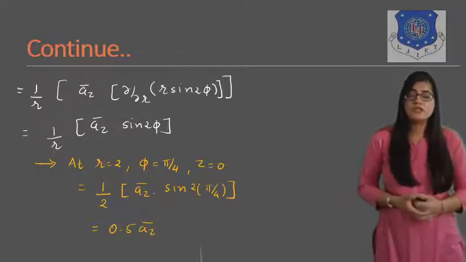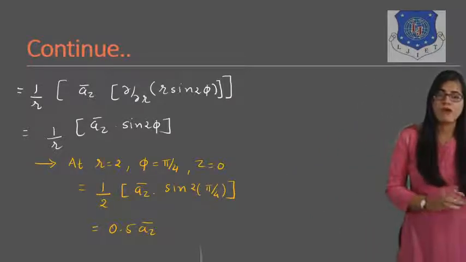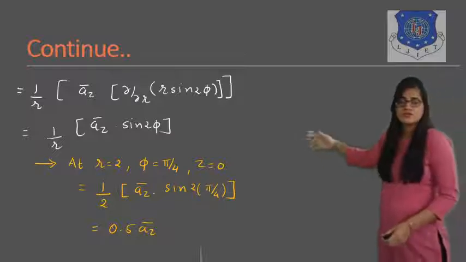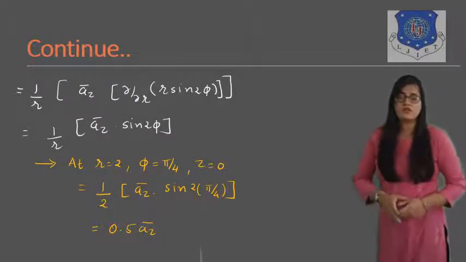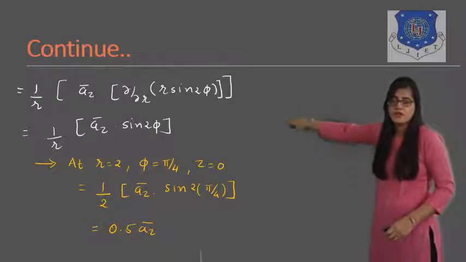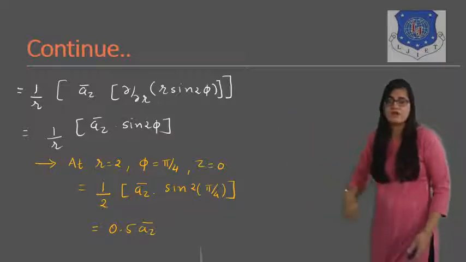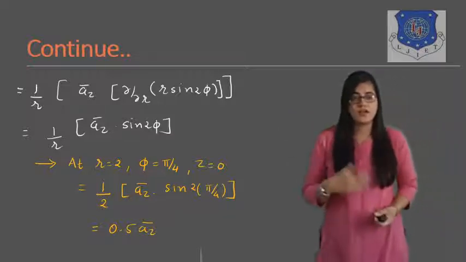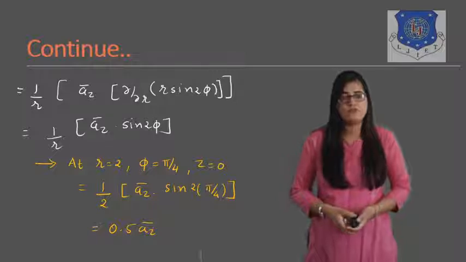So if we put the point value, that is 2 pi by 4 and 0 over here, it will be like this, that is 0.5 Az bar. That is our answer, 1 by 2 Az bar for the curl of the vector.